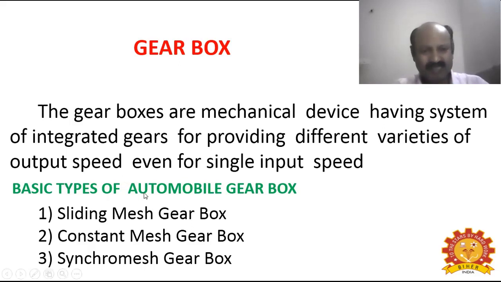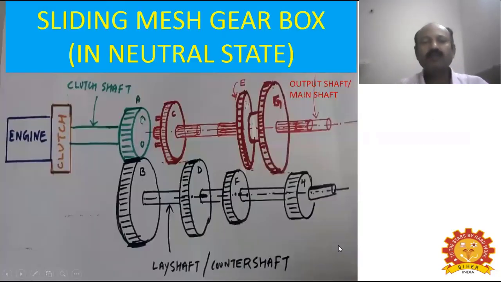There are three basic types of automobile gearbox. They are sliding mesh gearbox, constant mesh gearbox, and synchro mesh gearbox. We'll see the working principle one by one. First, I will explain the basic principle of the sliding mesh gearbox.